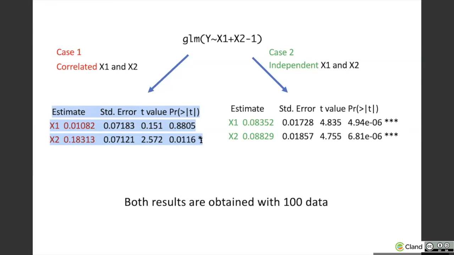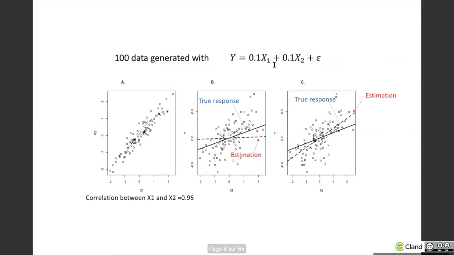very strong and significant effect on y, which is completely wrong, because in reality, X1 and X2 have exactly the same effects.